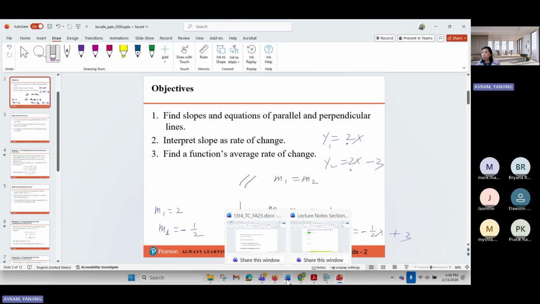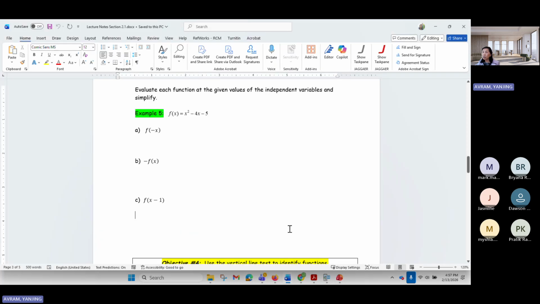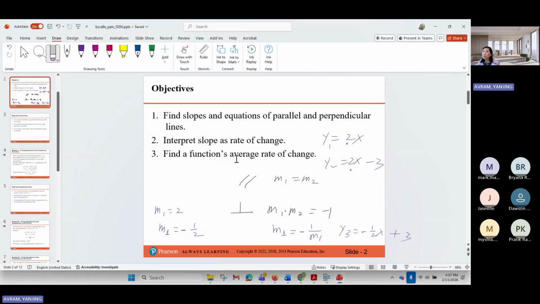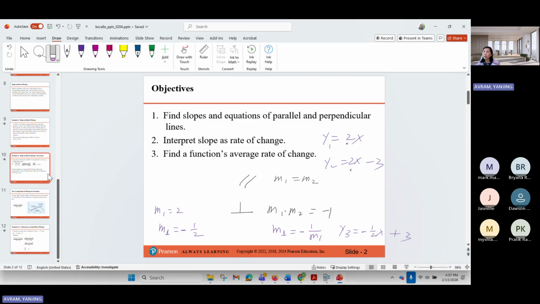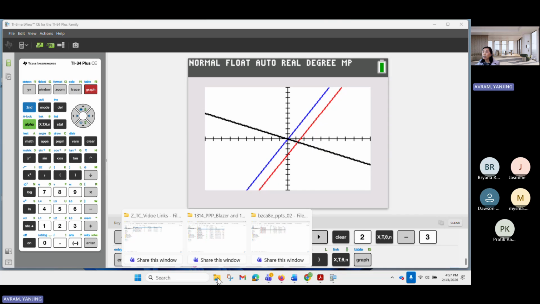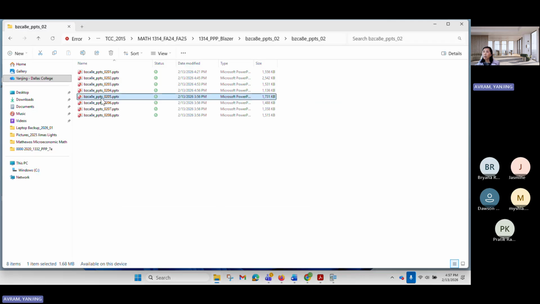Let me go find some of the lecture notes in here. So, a little bit of application in there, but I will leave this one for later.